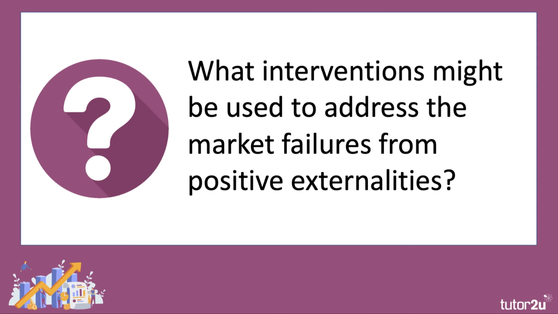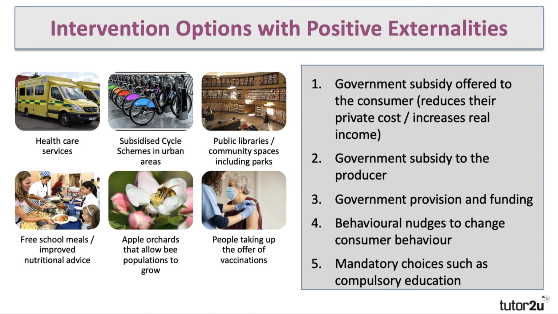Well, what interventions might be used to correct the market failures from positive externalities of consumption? Well, loads of options. The key thing really is to bring down the cost of supply or the cost of consumption. So perhaps the government could offer a subsidy direct to the consumer, which reduces their private cost and increases their real purchasing power. The obvious intervention would be some form of subsidy to the producer to increase their supply by lowering their unit costs. The government could step in and directly provide and fund things like museums, galleries, public parks, beaches and libraries.